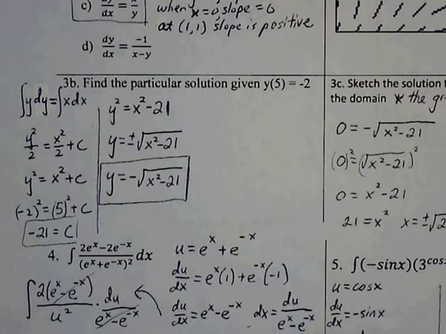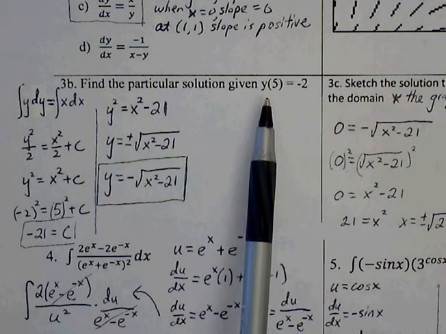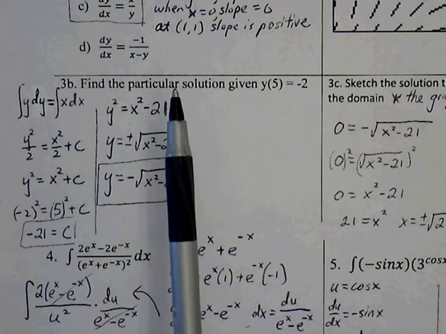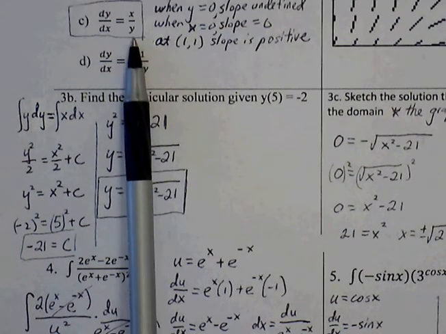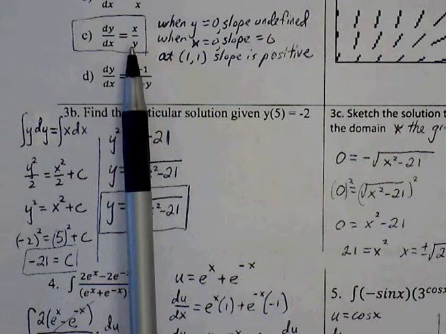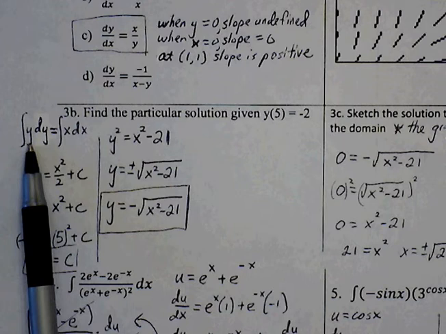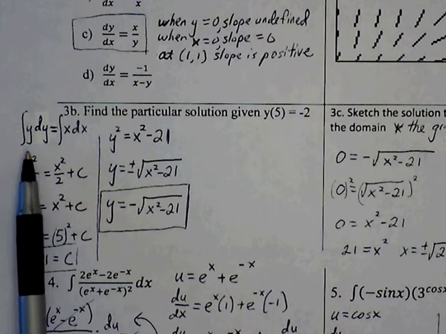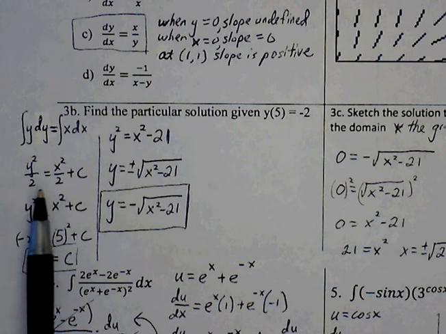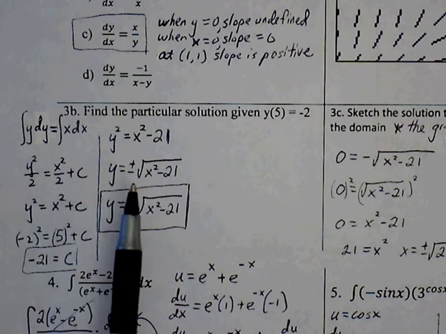All right, part B, find the particular solution given our ordered pair (5, -2). So we have our differential equation, which is x over y. Okay, we begin separating the variables. Bring the y's to the left, bring the x's to the right. So we get y dy is equal to x dx. Take the integral of both sides. Power rule will apply for both sides. y squared over 2 is equal to x squared over 2 plus C.